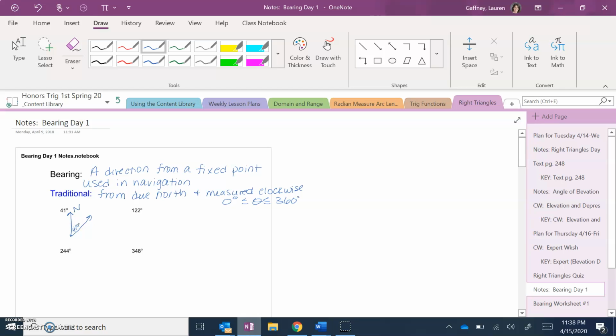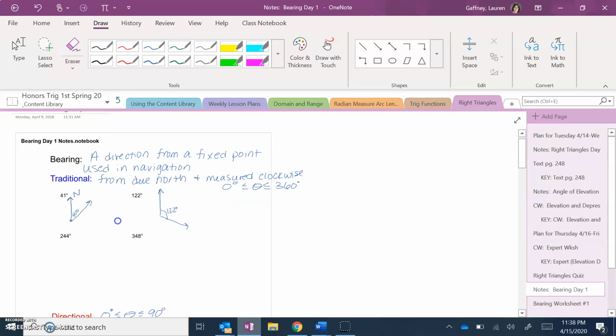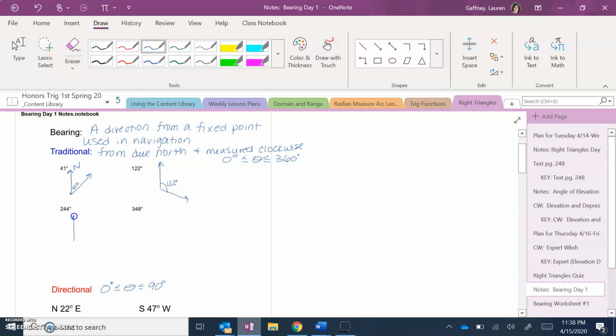Okay, 122 degrees. So remember, it's always from due north. So we had said that this would be 90, so this would be 180, so 122 would be like there. And try and give a rough estimate of where it would be. Okay, so 244 degrees. Here's my due north. So if this was 180, we need to go 64 beyond that. So this would be 270. So like here-ish.